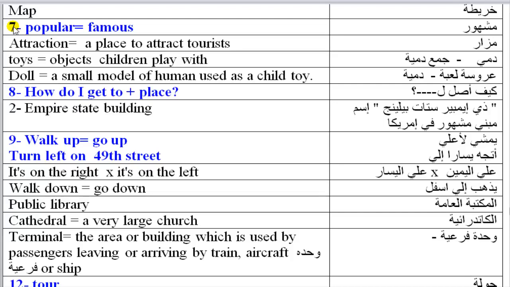The words of exercise number 7. Popular: American popular, famous. Attraction: a place to attract tourists. Toys: objects children play with. Doll: a small model of a human used as a child's toy. Doll.